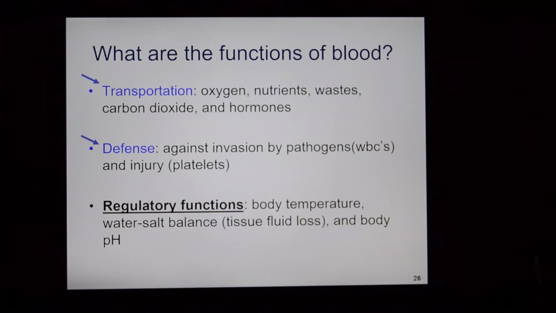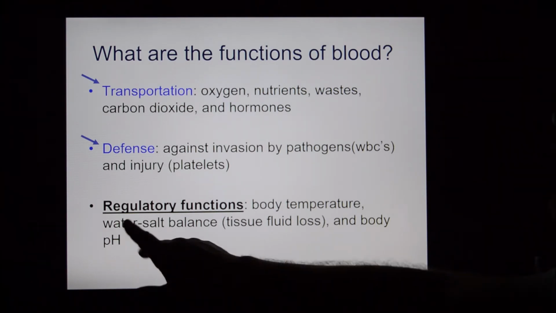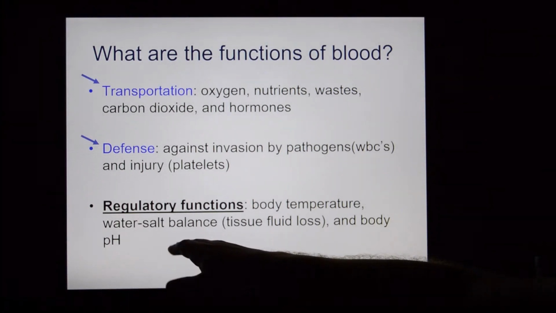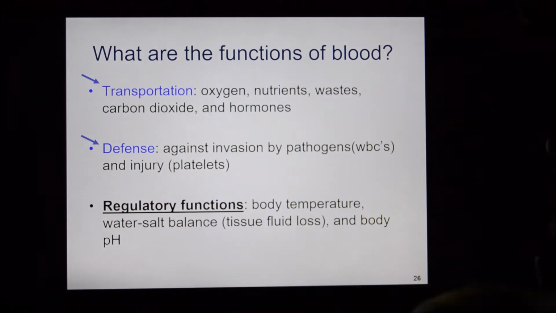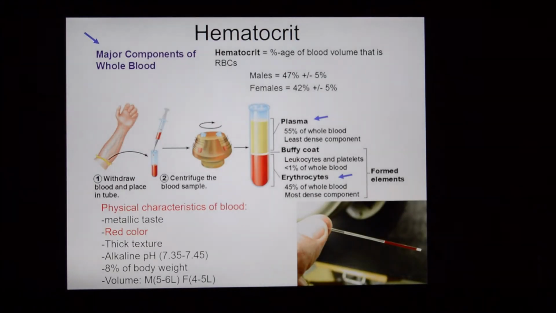By sending blood to the skin, you radiate heat and lose body temperature. By conserving blood in the core of the body, you keep from losing heat, you conserve body temperature. So these are functions of the blood. Water and salt balance are also involved here. The amount of salt that leaves via the urine also regulates the amount of water that leaves via the urine. And further, the kidneys are involved in regulating bodily pH. So the blood is involved in all of these things.